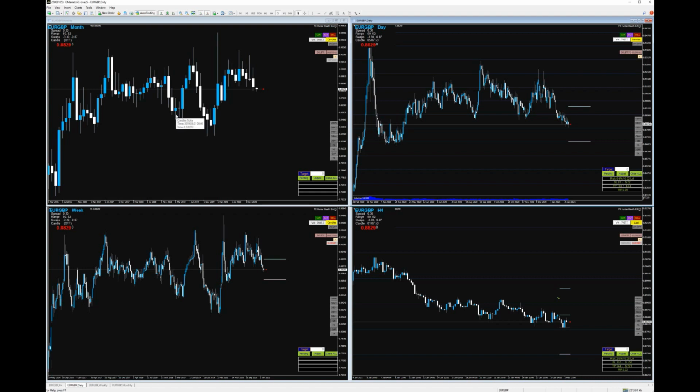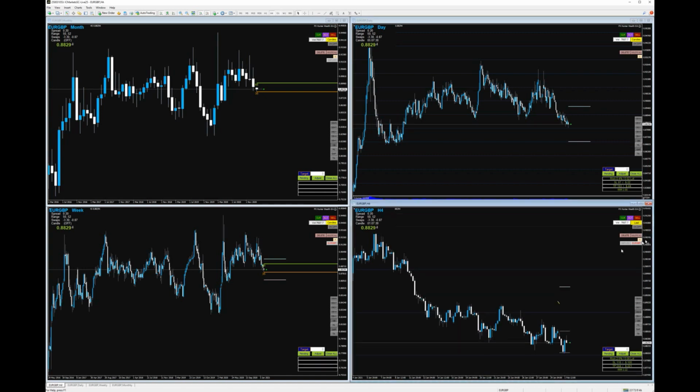So we will look at the four time frames: monthly, weekly, daily, and 4 hours, and we will use my tool. We will try to examine what's going on in the markets, how this can help us, and what we could do to understand the liquidity, and we will try to find a trade.